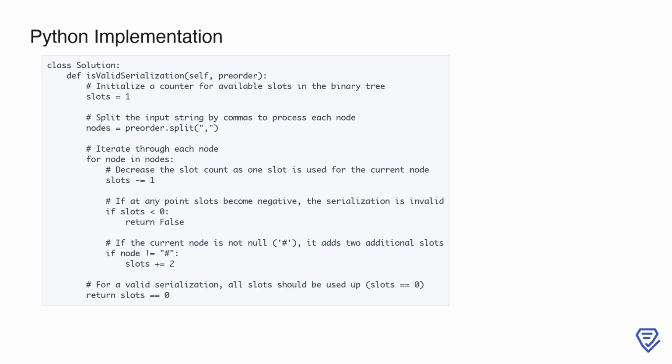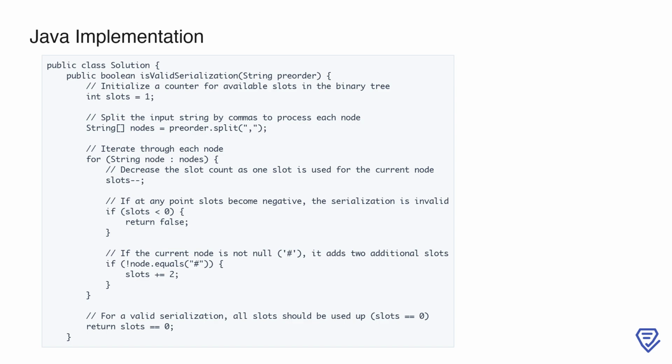The algorithm handles edge cases such as empty trees, trees with excessive null nodes (hashtags), and invalid input strings effectively due to the slot tracking mechanism. Here, we have the Java implementation of the solution to verify the preorder serialization of a binary tree.